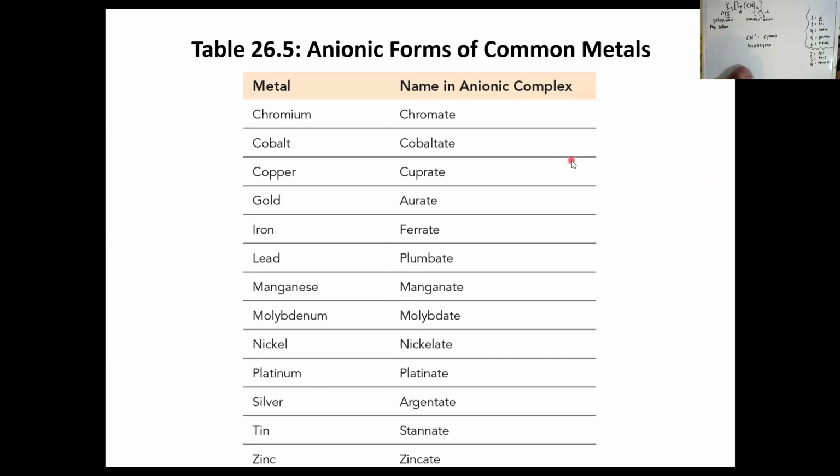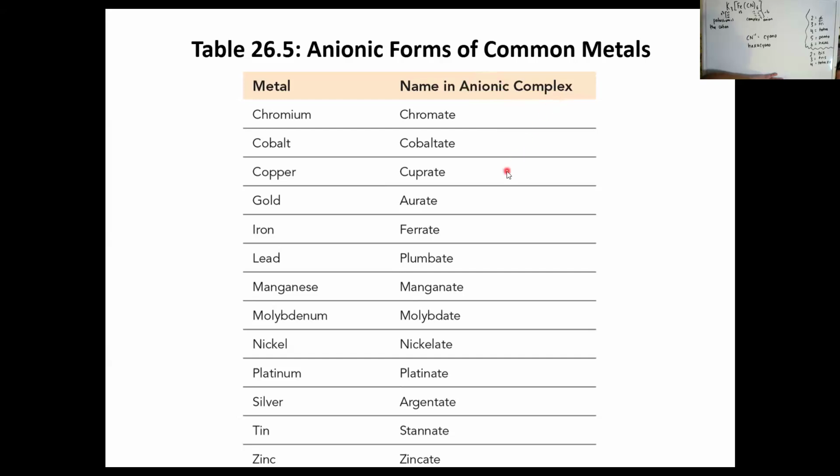So this particular table is only used when we're naming a metal that's part of a complex anion. When we're naming a metal that's part of a complex cation, like you saw already, we're not going to use any of these name changes. But in the example we're doing now, our complex ion has a negative charge overall. And that means that we have a metal that's part of an anionic complex.